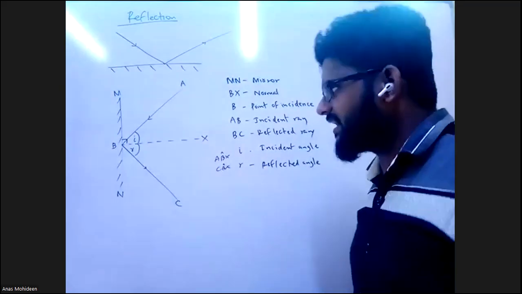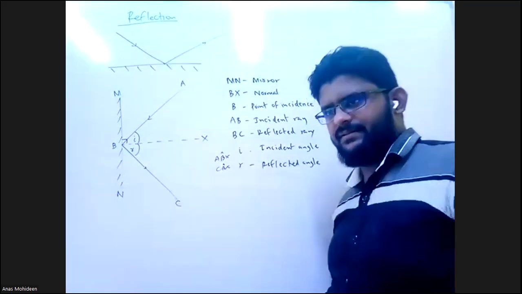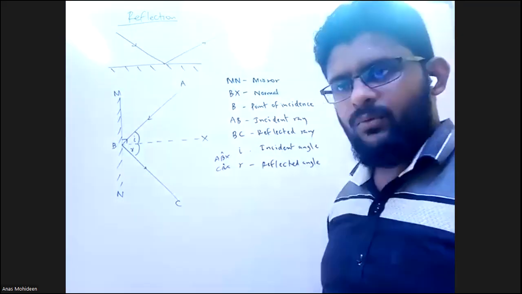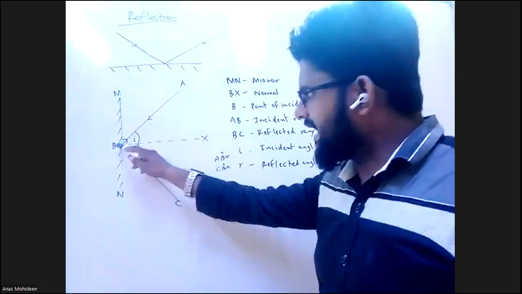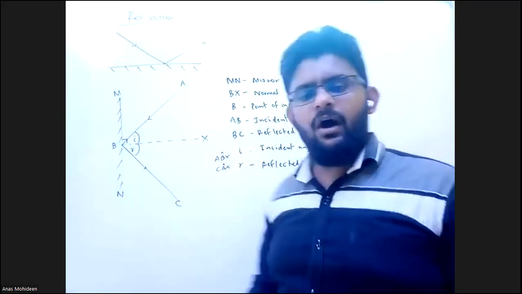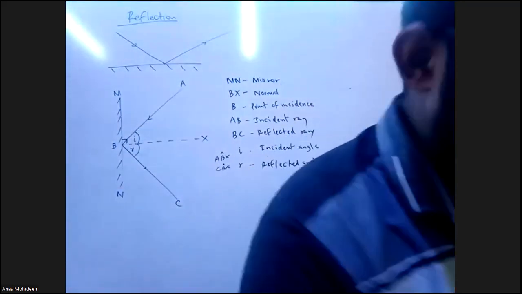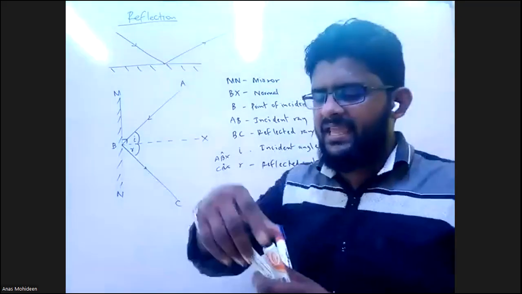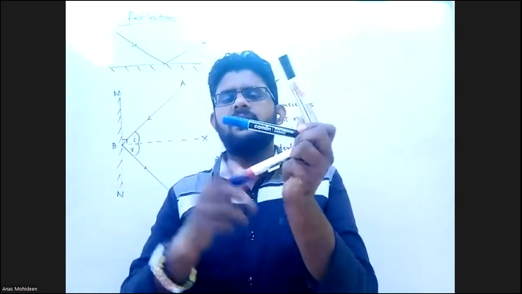And what are the relationships? There are two laws here. What are the two laws? The first law says that there are three lines here, right? What are they? AB, BC, BX: the incident ray, the reflected ray, and the normal at the point of incidence. All three lie on the same plane. What is the first law? It says that all three are lying on the same plane like this.